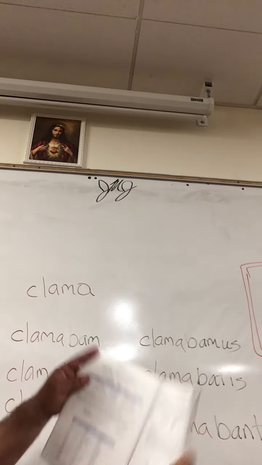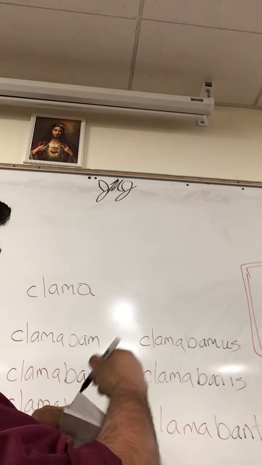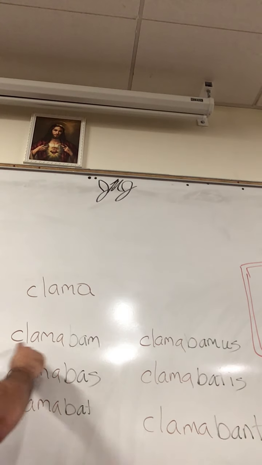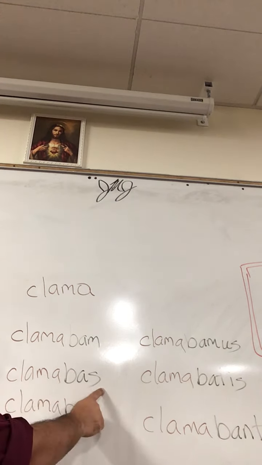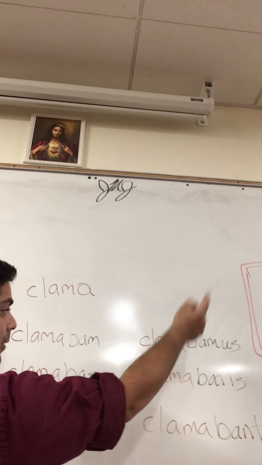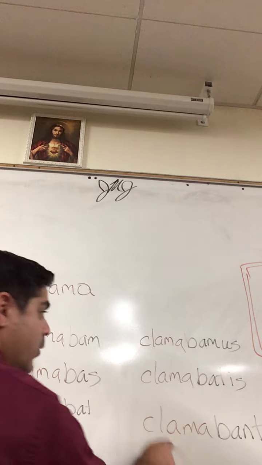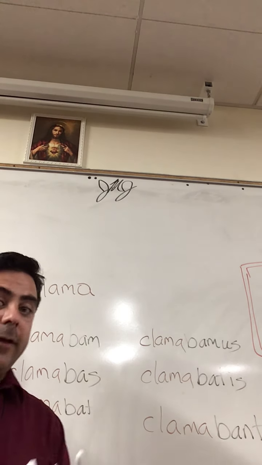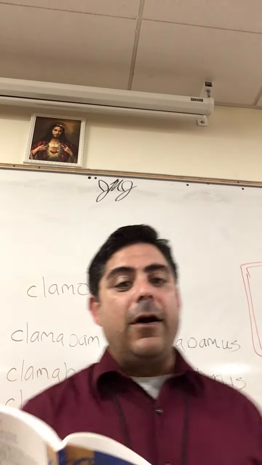And just like using this as your guide, where amabam would be I was loving, here it's going to be I was shouting. I or you were shouting. He, she, or it was shouting. We were shouting. Y'all were shouting. They were shouting.